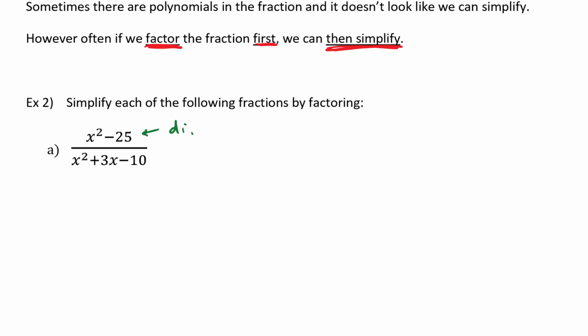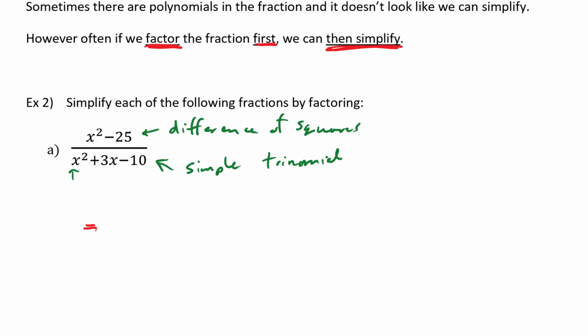Here, this is a difference of squares. And here, our coefficient on our second degree term is 1, so this is a simple trinomial. And hopefully you remember how to factor that now. Let's do that. Let's apply difference of squares to our x squared minus 25. Here we get x plus 5 and x minus 5.